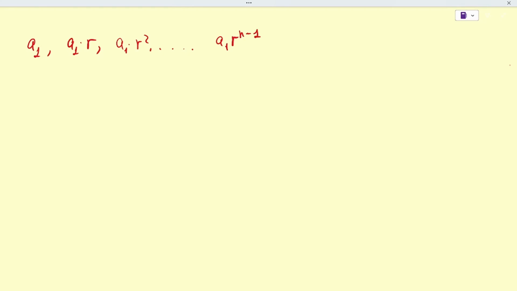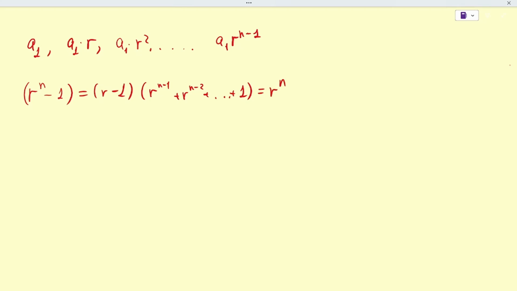And here, to compute the formula, we will need one factorization. r to the n minus 1 can be computed as r minus 1 times r to the n minus 1 plus r to the n minus 2, and so on. The final term will be 1. And we can easily prove that this is the correct factorization if we expand everything.